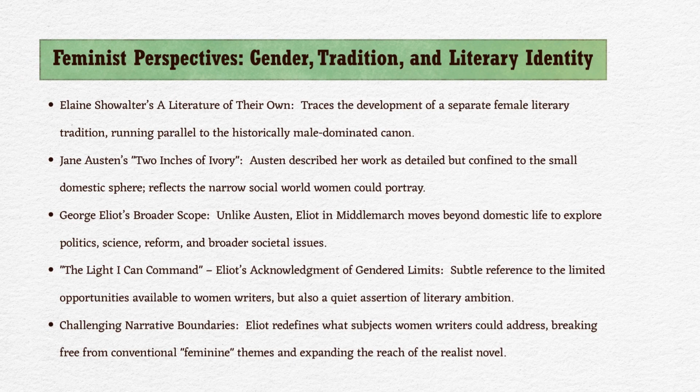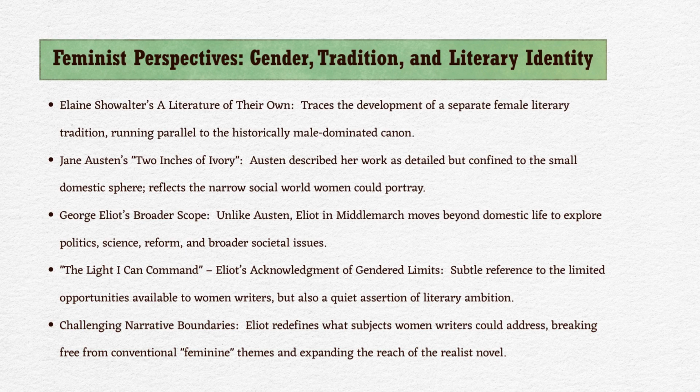So, as we move into feminist perspectives on Middlemarch, it's important to bring in Elaine Showalter's influential work, A Literature of Their Own. Showalter traces how women writers historically created a parallel literary tradition alongside the male-dominated canon. Jane Austen is a key early example. She famously described her writings as a fine painting on 2 inches of ivory, emphasizing the delicate but confined domestic world women could portray. Her novels, though rich in detail, reflect the narrow social spaces women were allowed to explore.